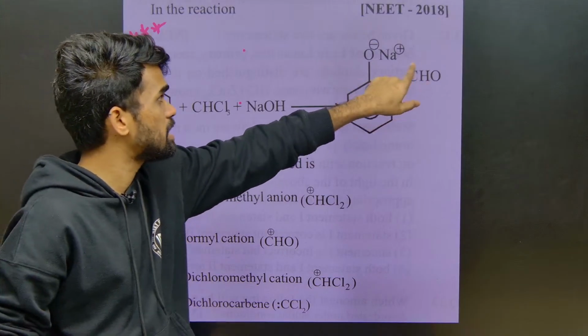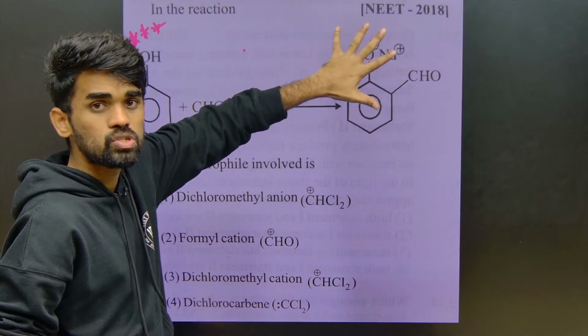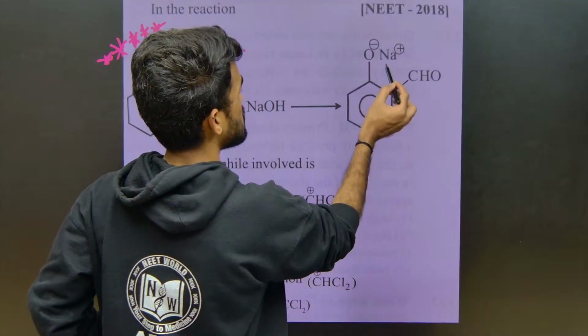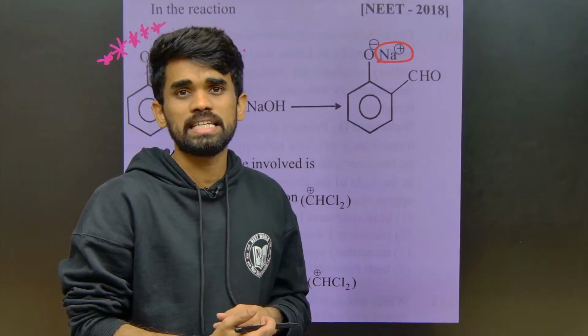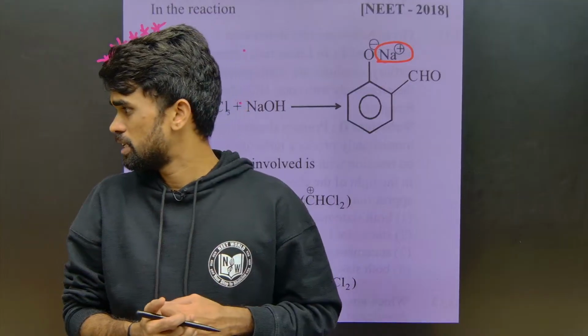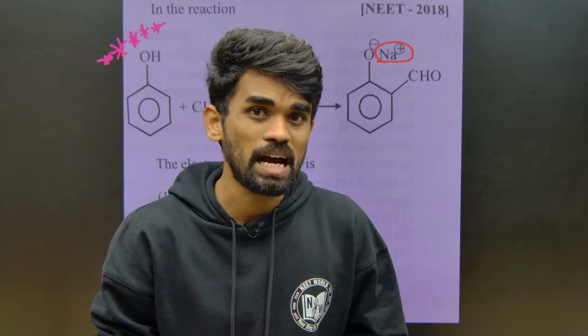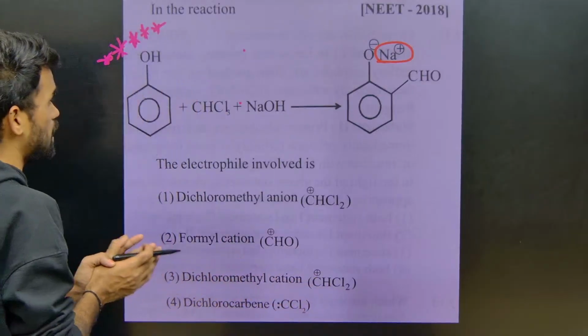Salicylaldehyde. See, the aldehyde is there, the phenolic group is there. So salicylaldehyde is the name of the product. Since it is the salt of that salicylaldehyde, we can call it sodium orthosalicylate. So what is the name of the reaction? It is called the Reimer-Tiemann reaction. So what happens in the Reimer-Tiemann reaction?